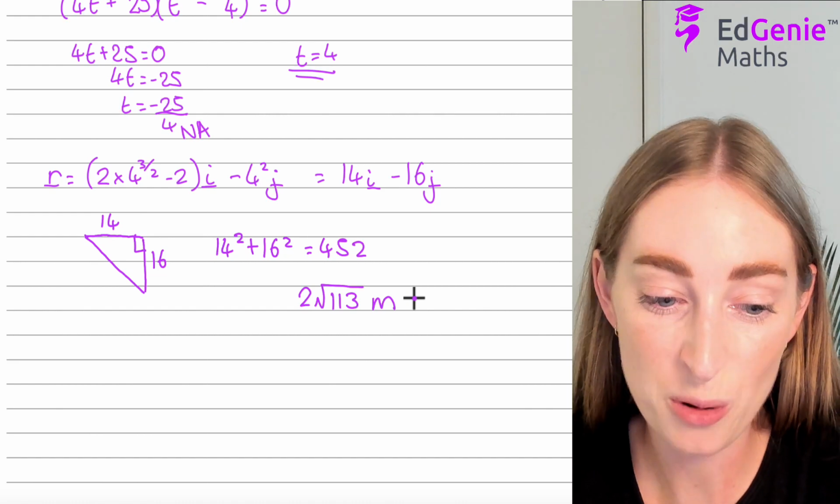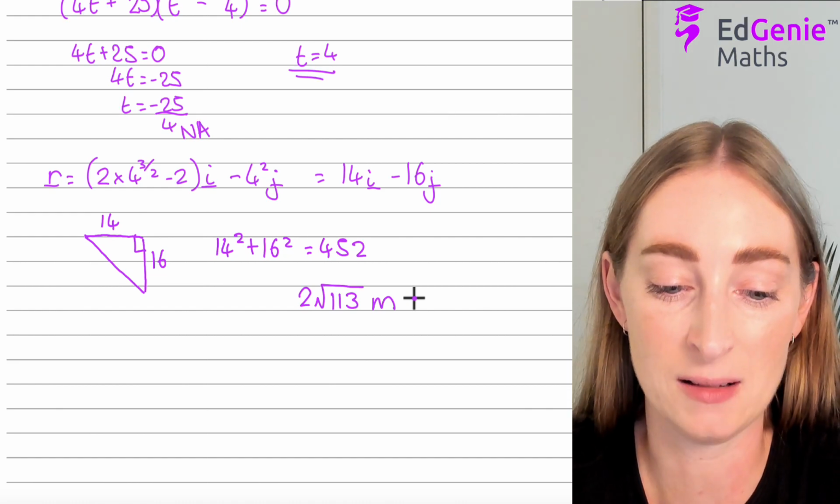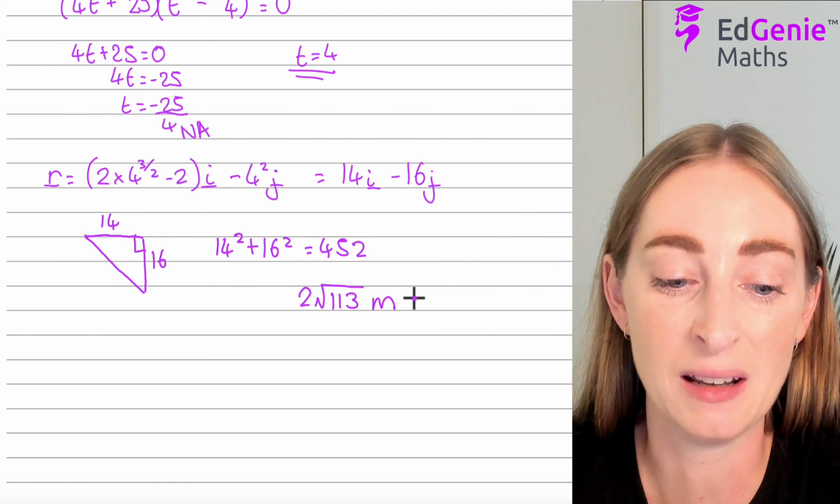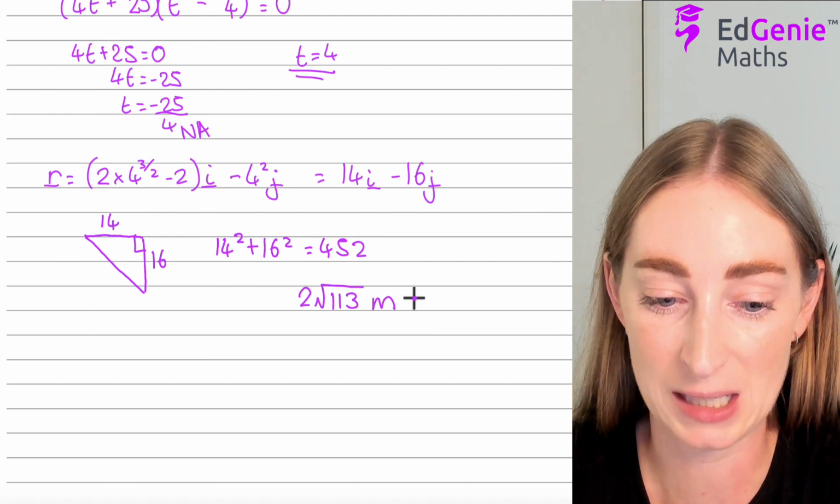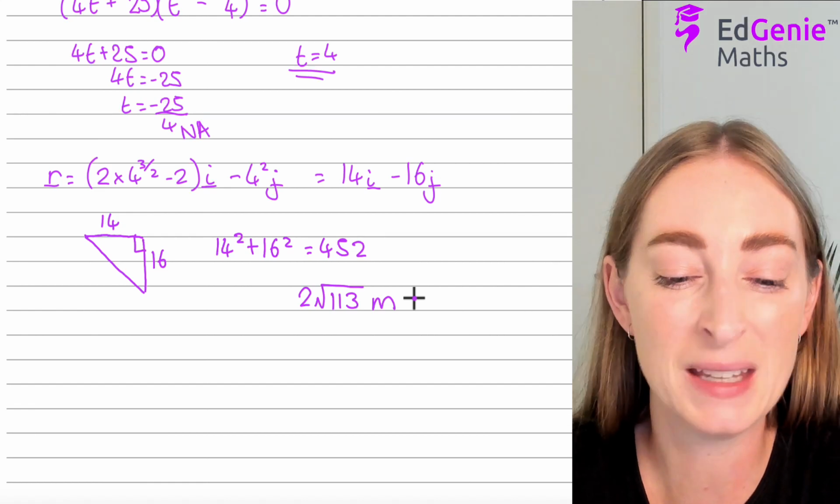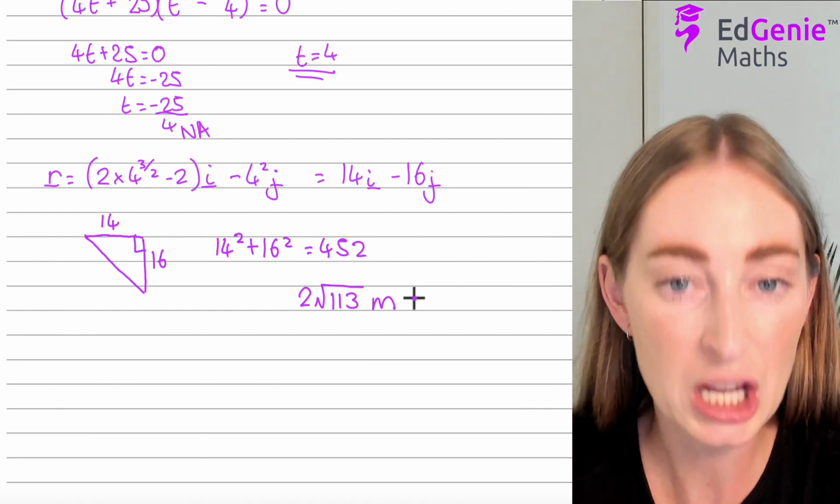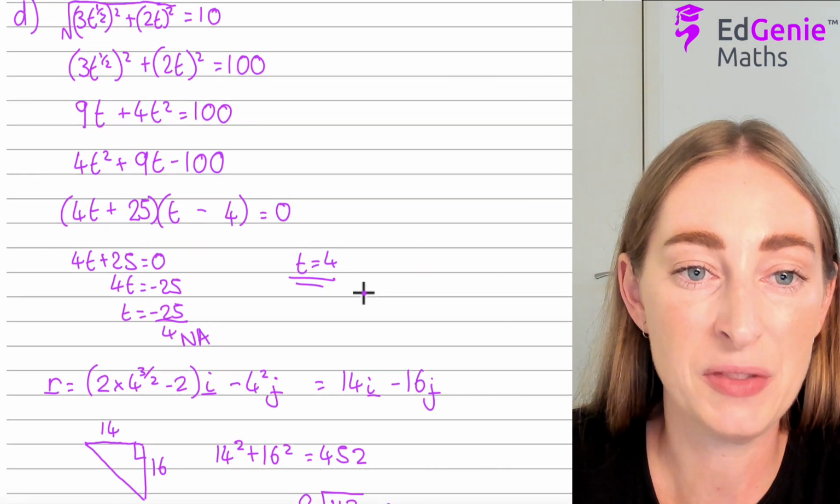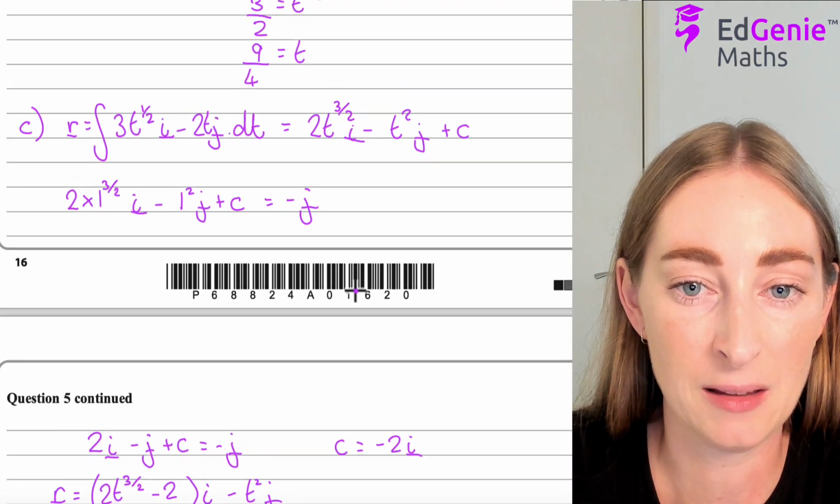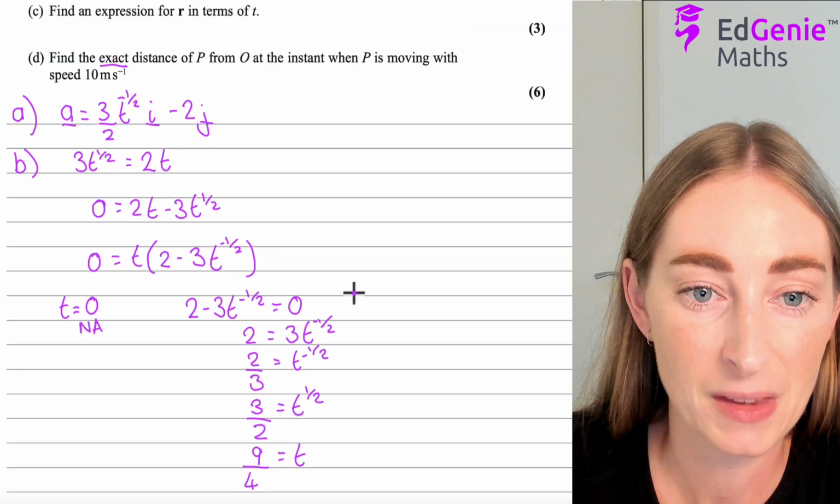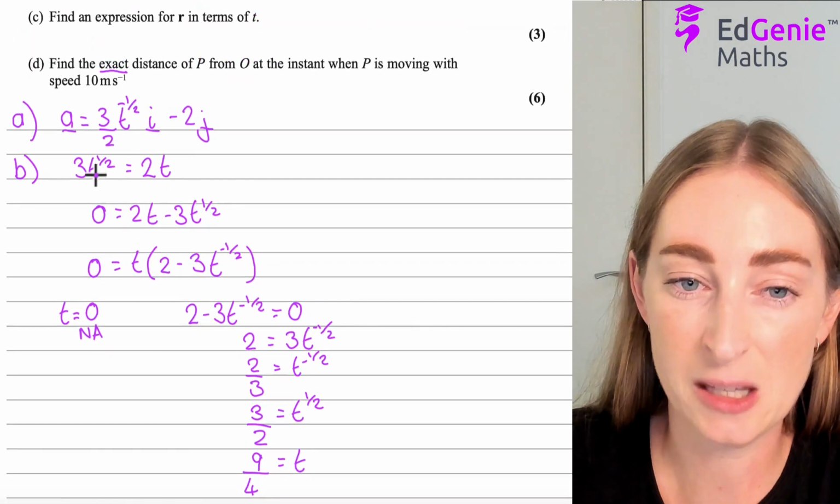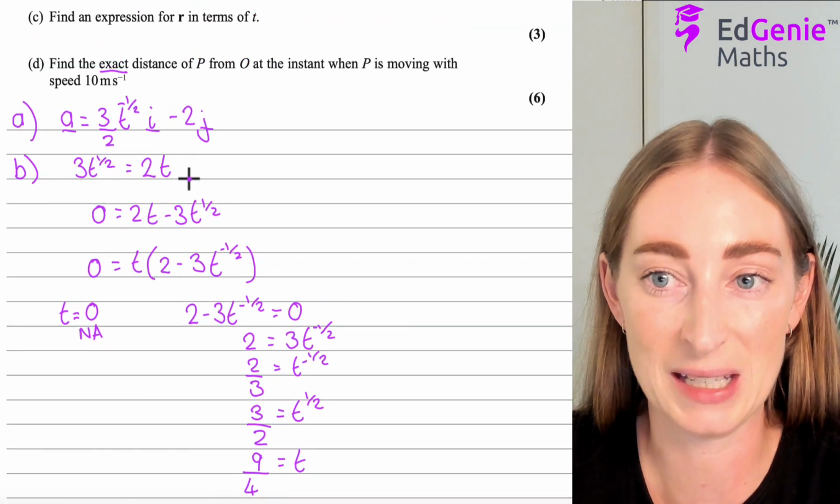So the examiner report said that part A was well answered by most candidates who realised that they needed to differentiate. But part B proved to be the least popular part of the question because the students struggled with this part here. So putting the 3t to the power of a half equal to the 2t.